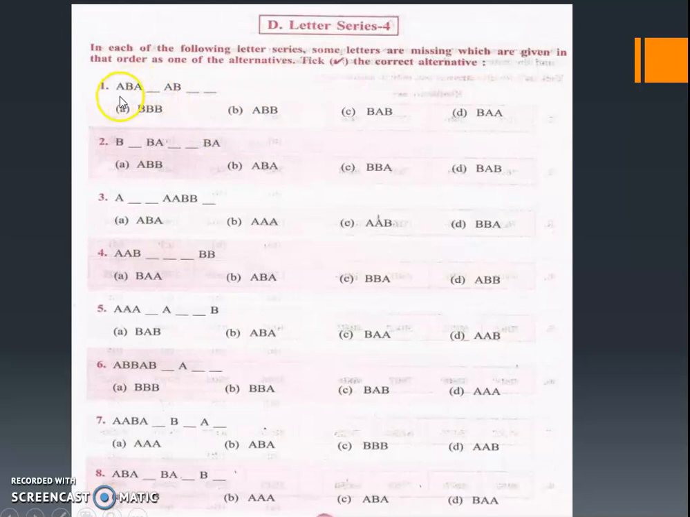Is it clear? See here, A, B, again A. So again B should come. B. So A, B, A, B, right? So if I am checking only this, in between A and A, B and A, B. So B, A, B, where is it? Here it is, right? So this I have to tick or circle.